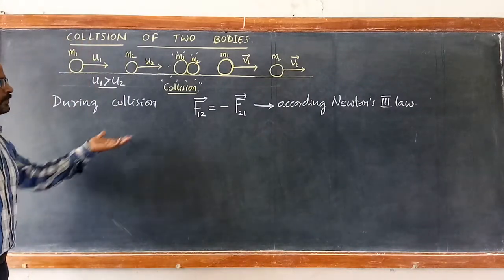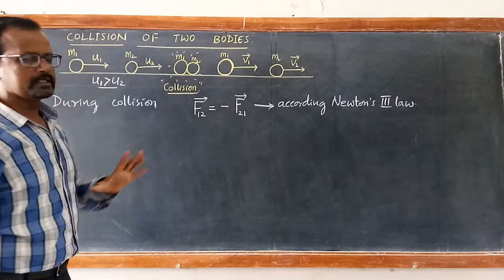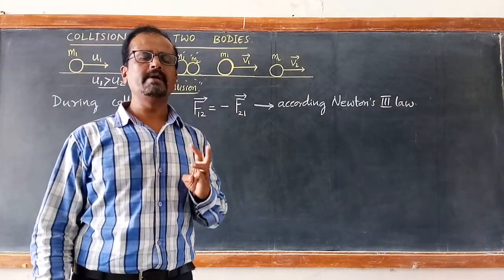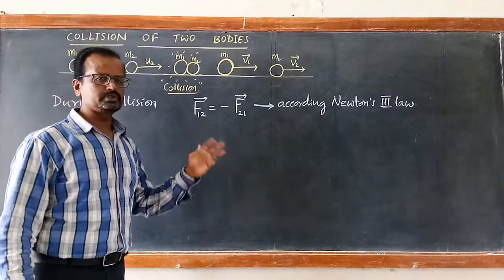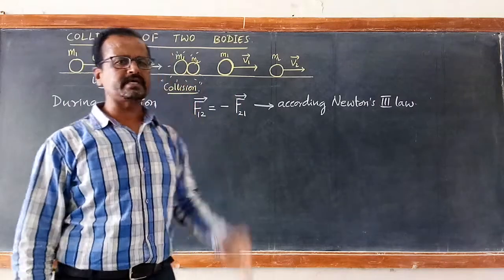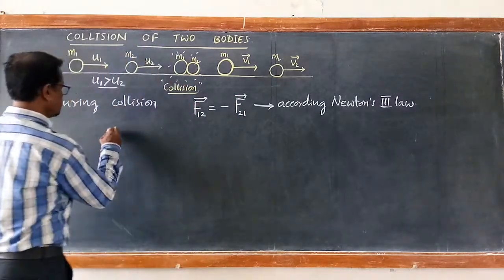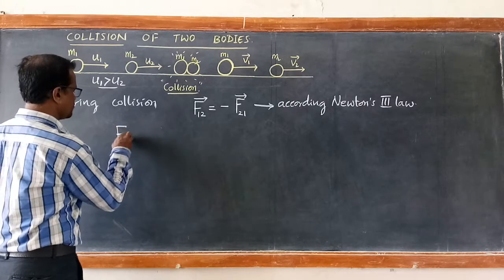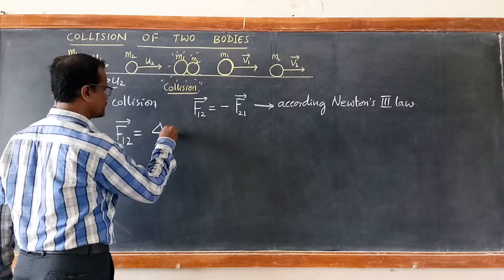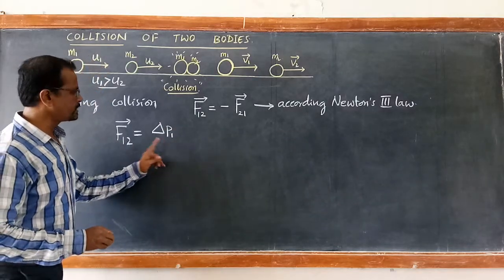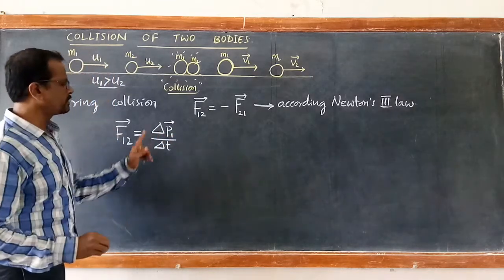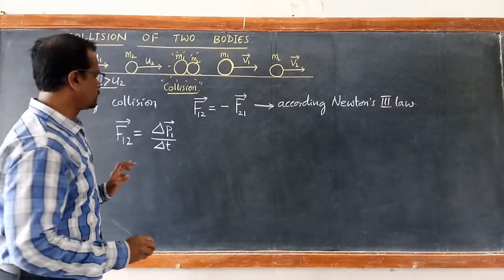Now we will make use of Newton's second law. What is Newton's second law? Force is directly proportional to rate of change of momentum. So force on one leads to change in momentum of first particle. Force on two leads to change in momentum of second particle. So I will write first. Using Newton's second law, F12 is equal to change in momentum of first particle, dP1 by dt or delta P1 by delta T.